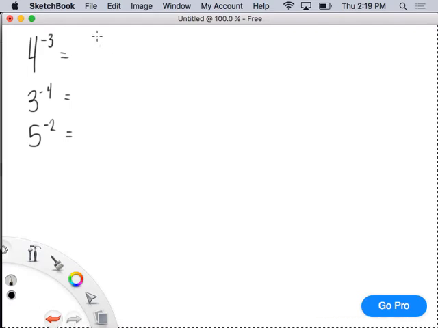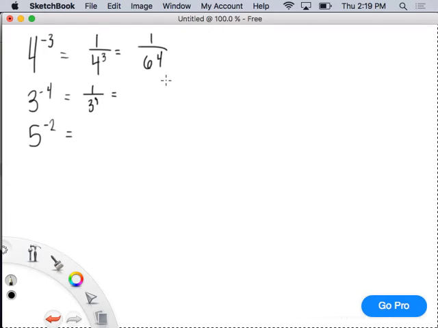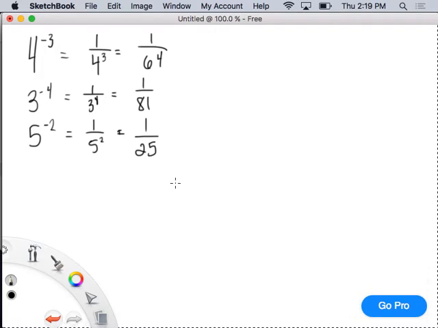All right, so 4 to the negative 3 is the same thing as 1 over 4 to the third. 4 to the third is 4, 16, 64, so 1 over 64. 3 to the negative 4 is the same thing as 1 over 3 to the fourth. 3 to the fourth is 3, 9, 27, 81, so 1 over 81. 5 to the negative 2 is the same as 1 over 5 squared. 5 squared is 25. See that? Pretty good?